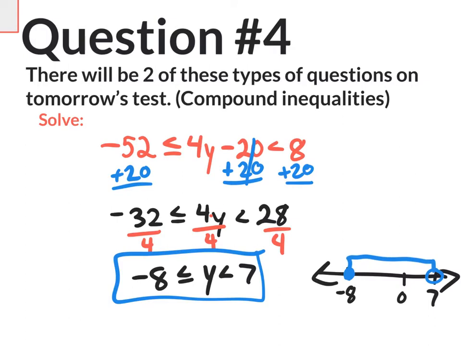And even if you were to think it through, you'd still get to that conclusion. Y is less than 7, less than's to the left. Y is greater than or equal to -8. You read it backwards, greater than's to the right. Let's move on to the next one.